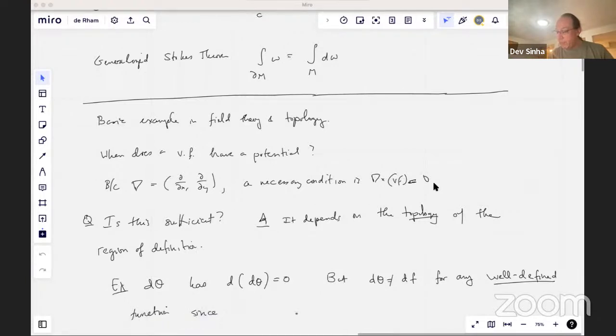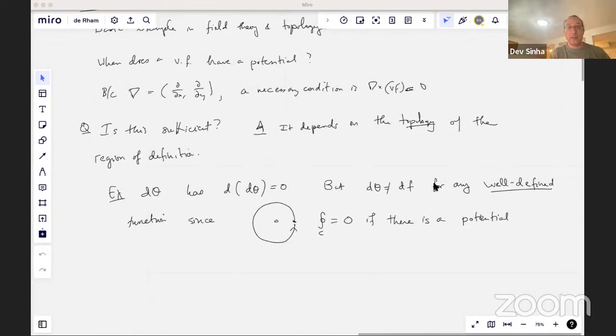Since by Green's theorem, if I integrate around the unit circle, and remember theta is defined in R2 minus 0, the integral over C would be 0 if there's a potential function, because then the integral around C would be the value at one end of the curve minus the value at the other end, but the two ends coincide, so the difference is 0. But of course, the integral over this C of d theta is 2 pi, and that's not 0.